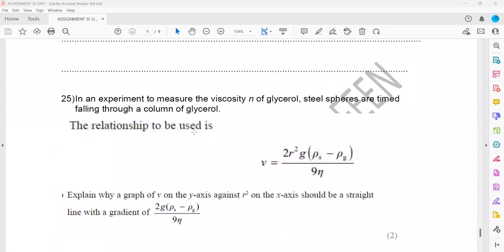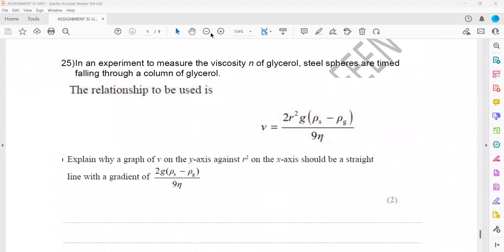And the last one: in an experiment to measure the viscosity, which is eta here, of glycerol, steel spheres are timed falling through a column of glycerol. The equation is there: V is equal to 2r squared g, the difference in the densities, divided by 9 eta. Explain why the graph of V on the y-axis and r squared on the x-axis should be a straight line with a gradient. So why should it be a straight line?